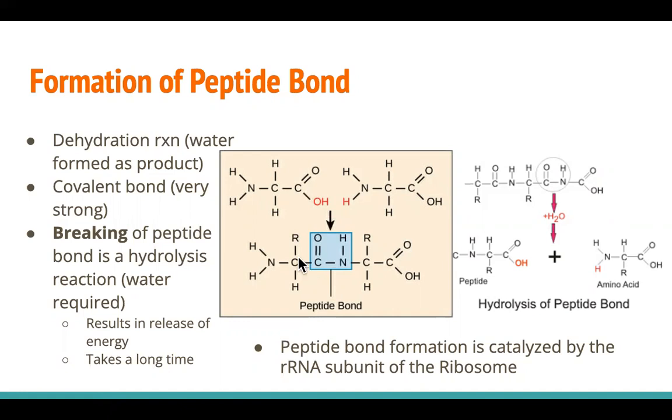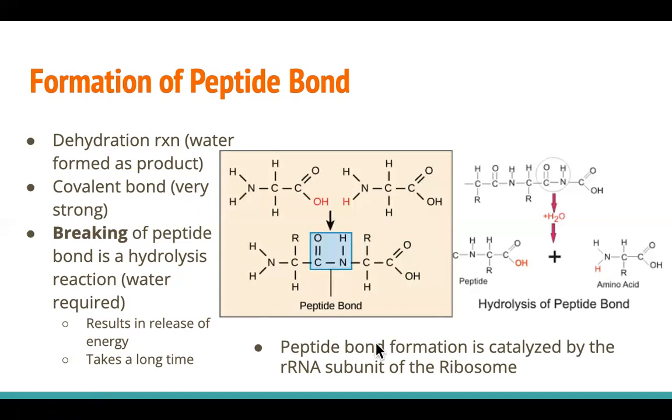What's important to know is that a peptide bond is a covalent bond, and we're going to talk more about all the different types of bonds that occur in proteins, but a covalent bond in the case of biology is very strong. So peptide bonds between amino acids are very strong. It's hard to break them. It's not something that's easily changeable. So that's just something to keep in mind.